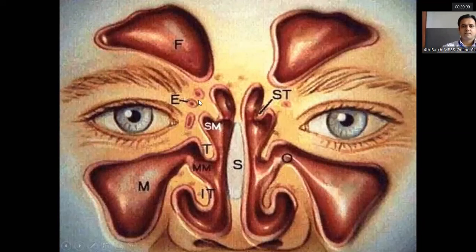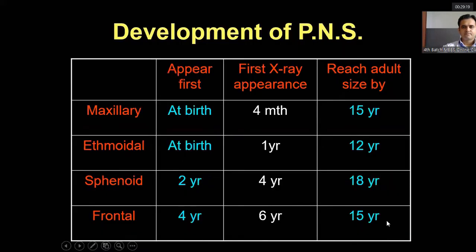Here we see the frontal sinus, superior turbinate, superior meatus, this is the nasal septum, middle meatus, maxillary sinus and inferior turbinate. This is how the paranasal sinuses are present. Now you can also be asked questions from this slide, and you need to recite it. You need to learn it, and occasionally there are questions from this slide.